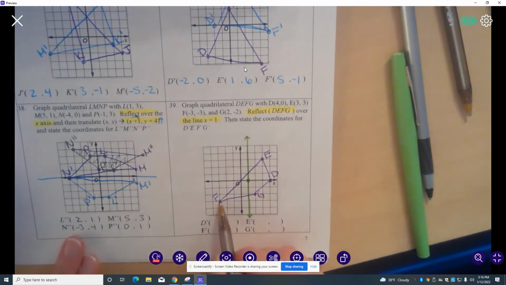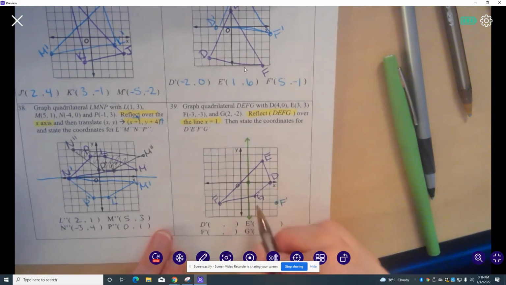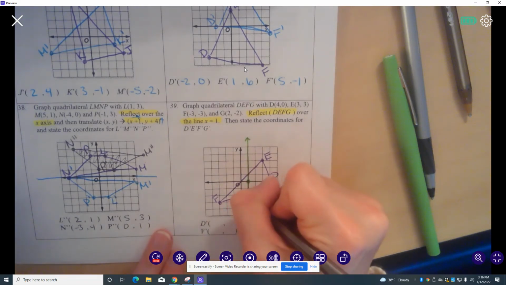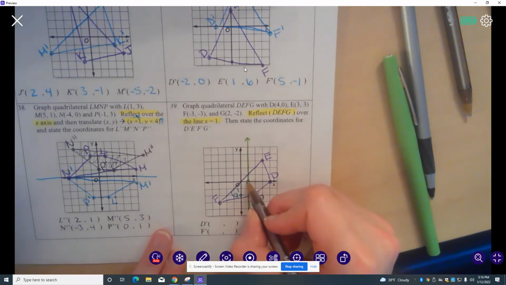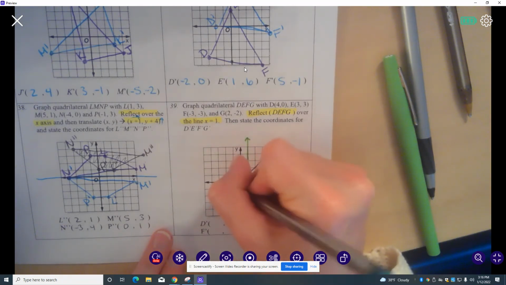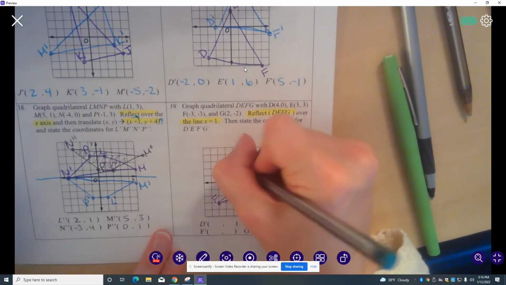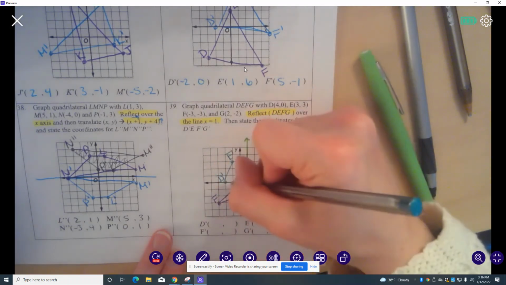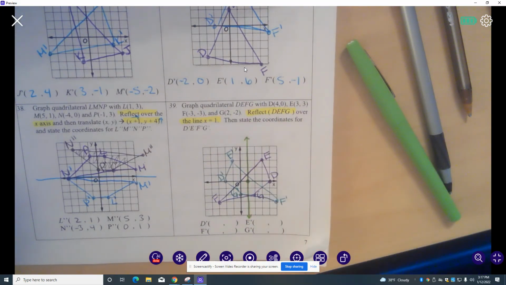So I'm going to count. F is 1, 2, 3, 4 to the left of this green line. So F prime will be 1, 2, 3, 4 to the right. G is 1 on the right, so G prime will be 1 on the left. D is 3 to the right, so D prime will be 3 to the left. E is 2 to the right, so E prime will be 2 to the left. I'm going to list those points.